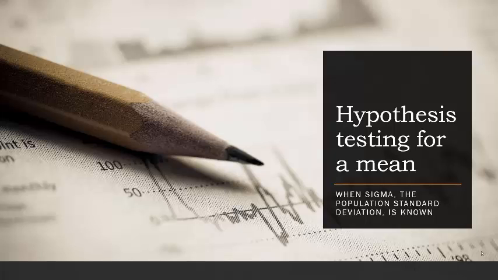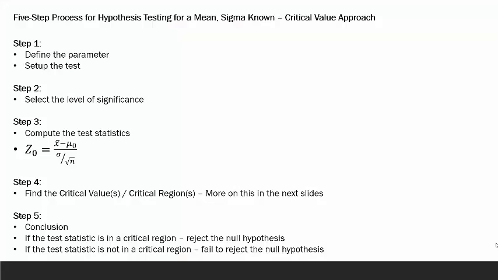In this lecture, we want to talk about the procedure for hypothesis testing for a mean when sigma, the population standard deviation, is known. And what I want to talk about in this lecture is the five-step process for testing the mean, sigma known, using what's called the critical value approach. I'm going to follow this up in another lecture talking about a different approach called the p-value approach. But this one is just a five-step process for hypothesis testing, and it's called the critical value approach.